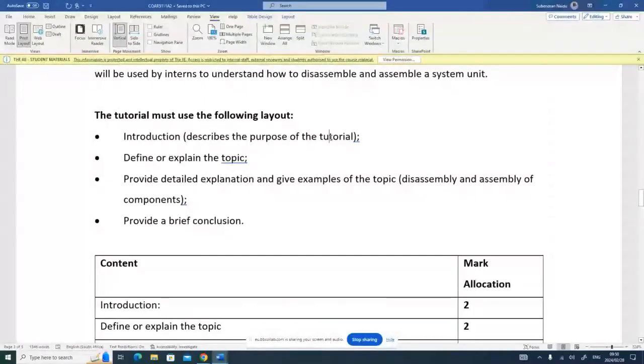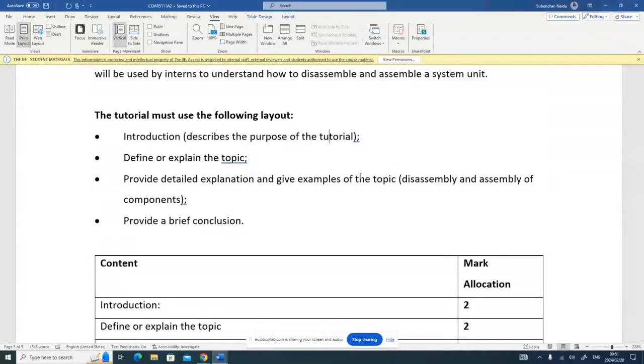If you are unsure about how to do a tutorial, watch any tutorial video on YouTube, and they will tell you, in this video, I'm going to do A, B, and C. Then they will tell you how to do it. Then they will summarize and say, this is what we did in this video. So if I'm looking at this tutorial now, it says introduction, describes the purpose of the tutorial. What is the purpose of this tutorial?